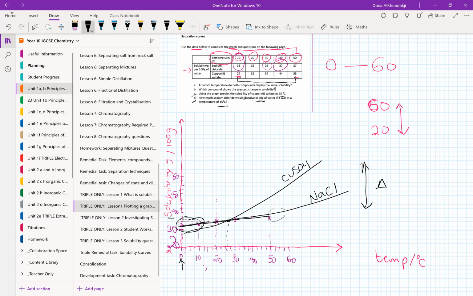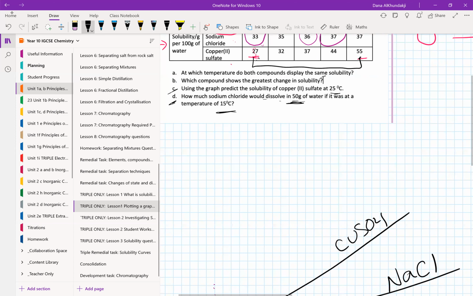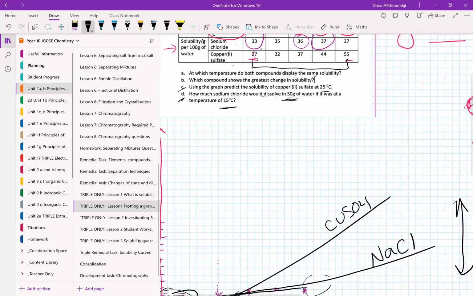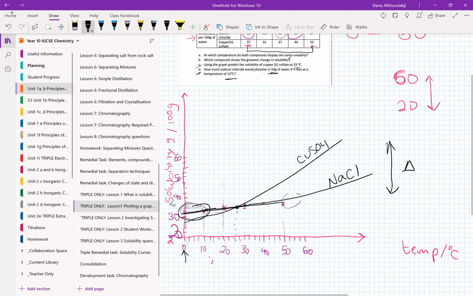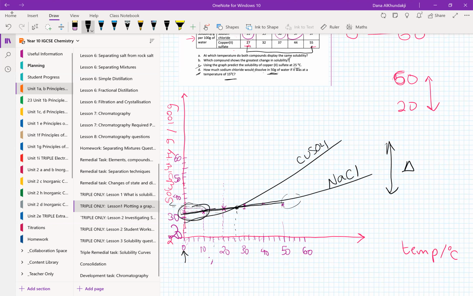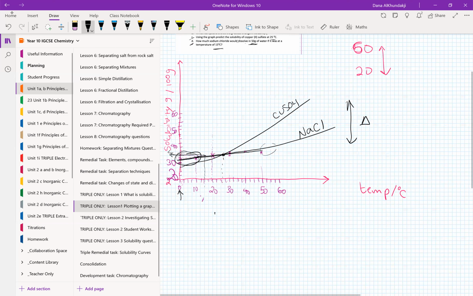But the other one is finding the solubility. How much will it dissolve if it was at 15 degrees, and in 50 grams of water? So at 15 degrees, you're going to look at your graph here, and you're going to see this value on the y-axis, which basically looks as 35. Okay, so the solubility is 35. Therefore, for sodium chloride, the solubility is 35 grams per 100 grams, and this is at 15 degrees Celsius.